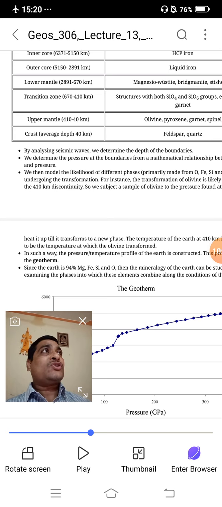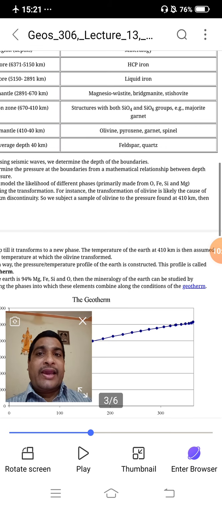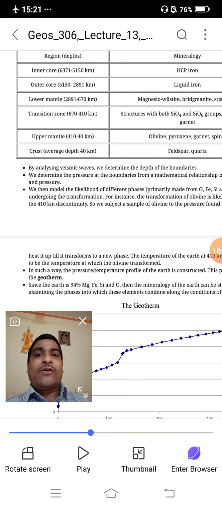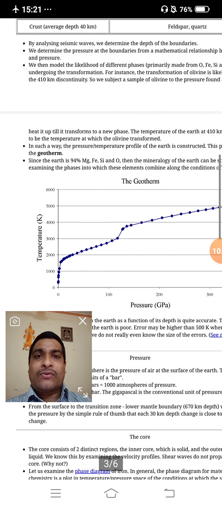Those minerals belong to the tetrahedron of silicates, like garnet and olivine. The lower mantle is mostly made up of magnesiowustite, bridgmanite and stishovite types of minerals. The outer core is mostly made up of liquid iron bearing material, and the inner core is made up of highly cobalt and iron bearing minerals. Okay, these different zones have different mineralogy. Then now go ahead.